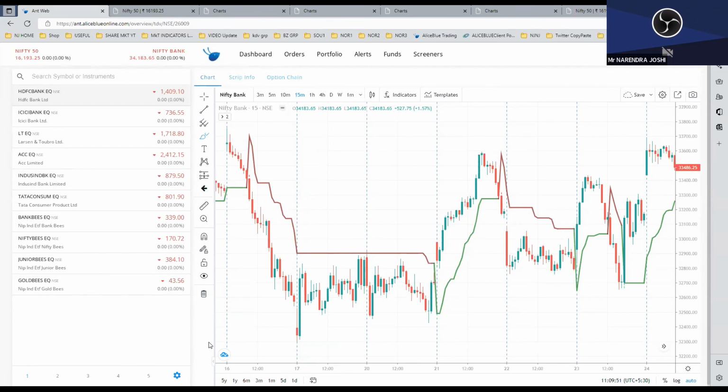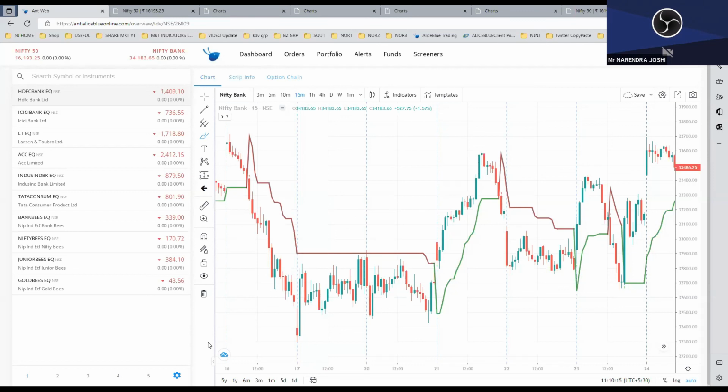What is the short term trend of the market, what is the intraday trend of the market, how Nifty or Bank Nifty is trading, if it is trading up or down. As per that, you can even make your strategies in intraday in just 5 minutes. So this is the super trend indicator I have added.